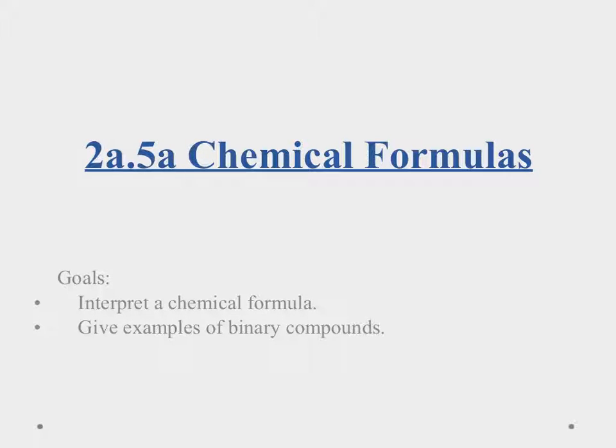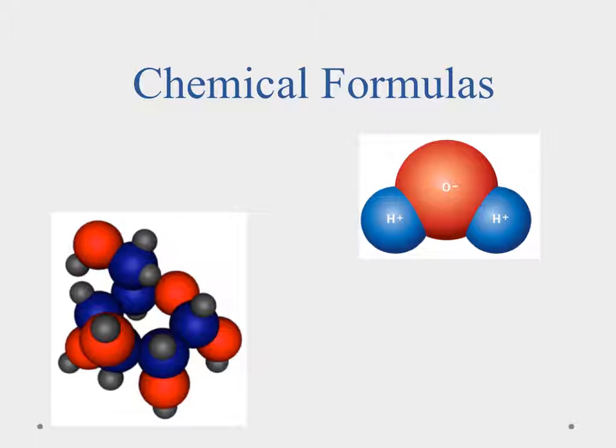Today we're going to interpret what a chemical formula is, and we'll also give you some examples of naming them, specifically binary compounds. Okay, so let's start by talking about chemical formulas. A chemical formula is a shorthand way of telling you what's in that chemical. So let's do a real simple example first, and we'll look at water.